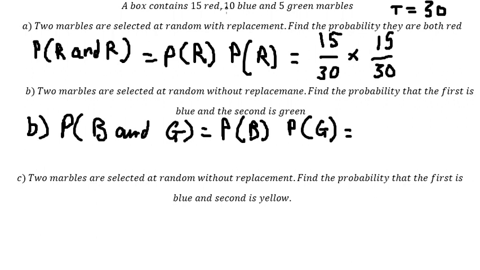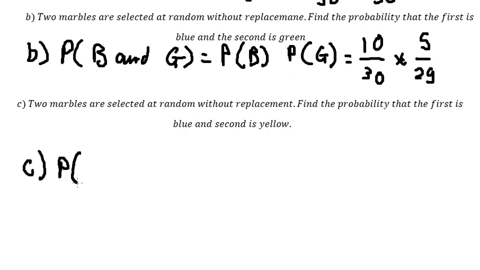So in this one, we have 10 blues over 30. But the second one, we have only 29 because we select one marble in here. And in this one, the green, we have 5. And this is the answer.